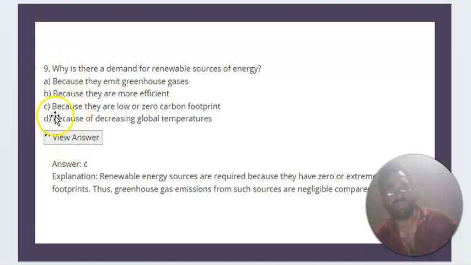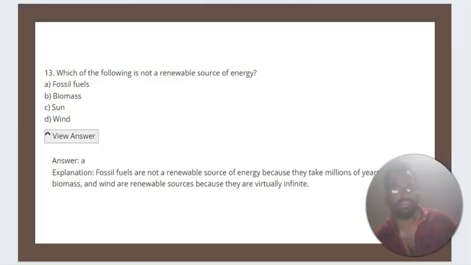You can see out of the 4, B1, because they have a low or zero carbon footprint. So this is the right answer. So C1 is the right answer. So that's why renewable energy is more in demand day to day and year to year. Nowadays renewable energy is very important and very much in demand because it produces a very low or zero carbon footprint. Okay.